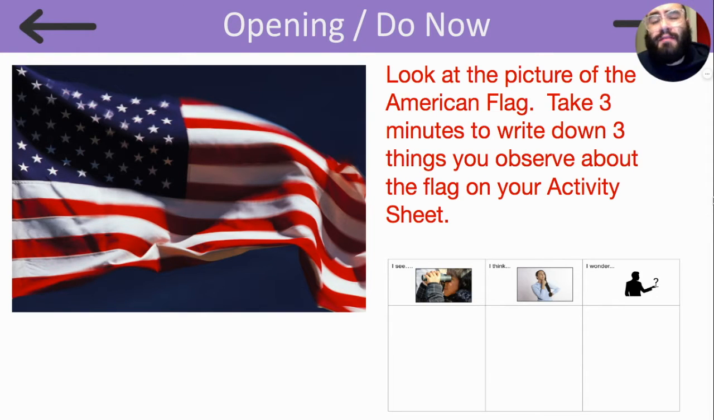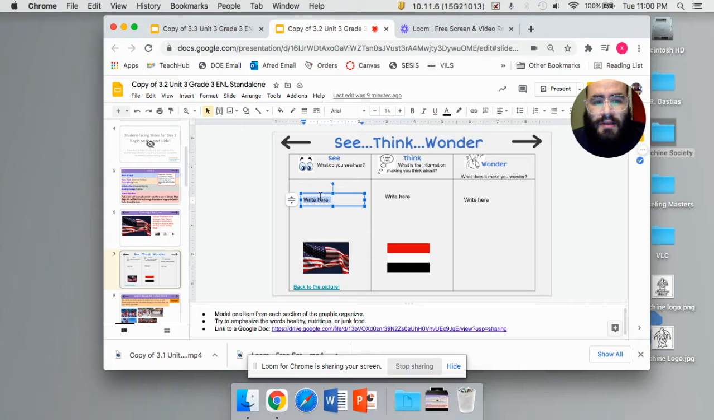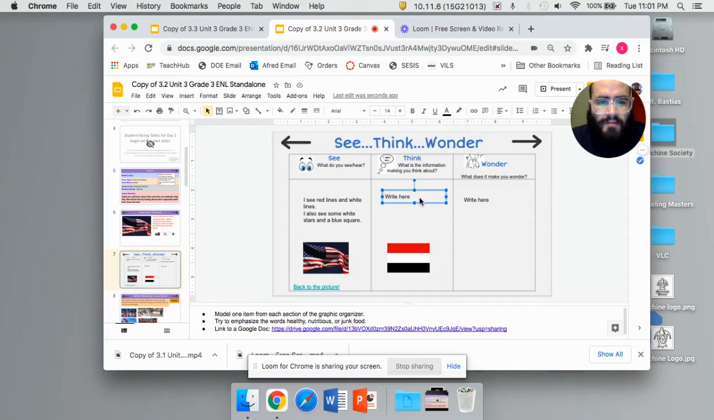Look at the picture of the American flag. Take 3 minutes to write down 3 things you observe about the flag on your activity sheet. Here's some things I can write down in my activity sheet. I see red lines and white lines. I also see some white stars and a blue square. The flag made me think of another flag I know, which is the flag from Yemen, because it also has white and red lines.